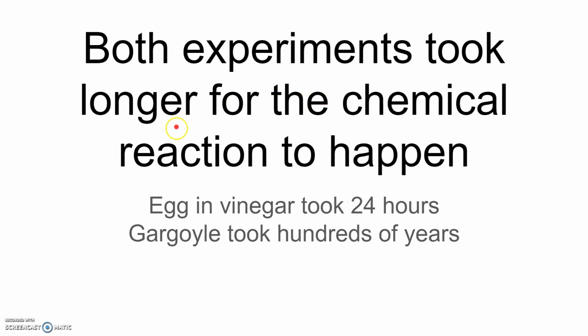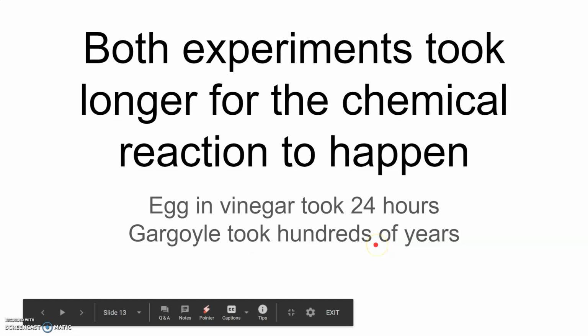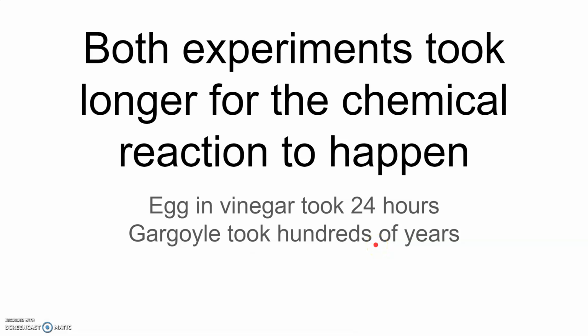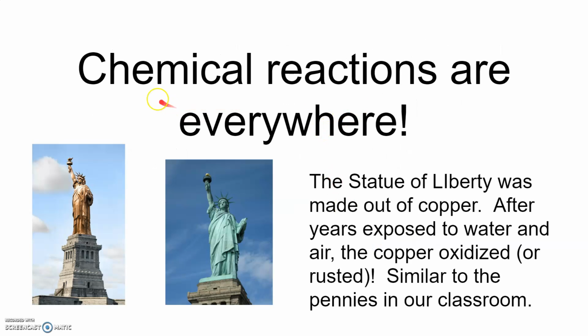Both experiments also took longer for the chemical reaction to happen. It wasn't just instantaneous. We didn't immediately make slime, and we didn't immediately see bubbles. We saw a little bit of bubbles, but it wasn't like foaming like we've seen in our baking soda vinegar experiments. So, the egg and the vinegar took about 24 hours, and that gargoyle took hundreds of years to go from well chiseled to that rotten kind of look. So, our big goal for this lesson was: chemical reactions are everywhere. They're inside your bodies. They're everywhere you look. There's probably some happening in your house right now.